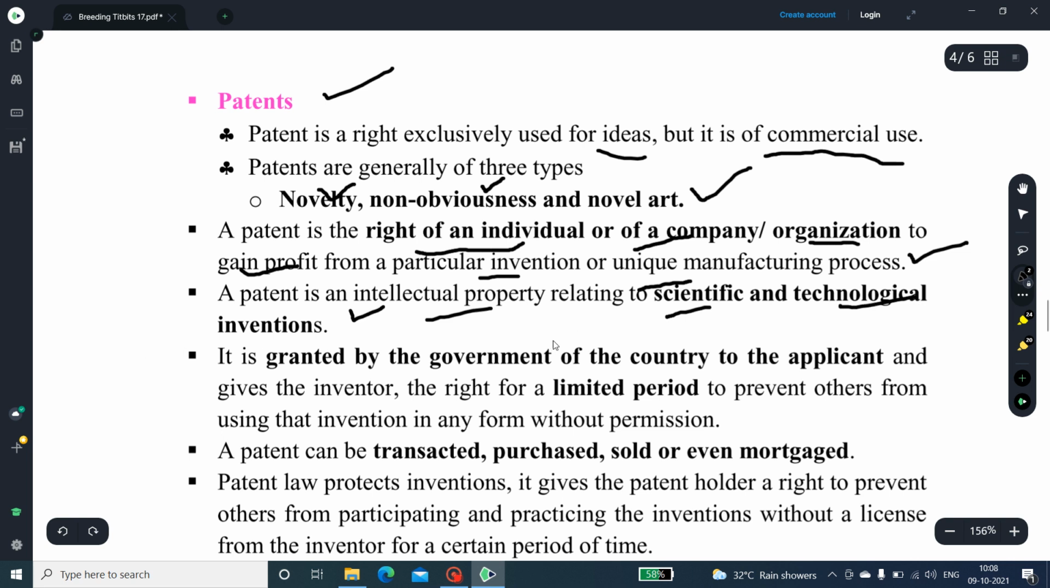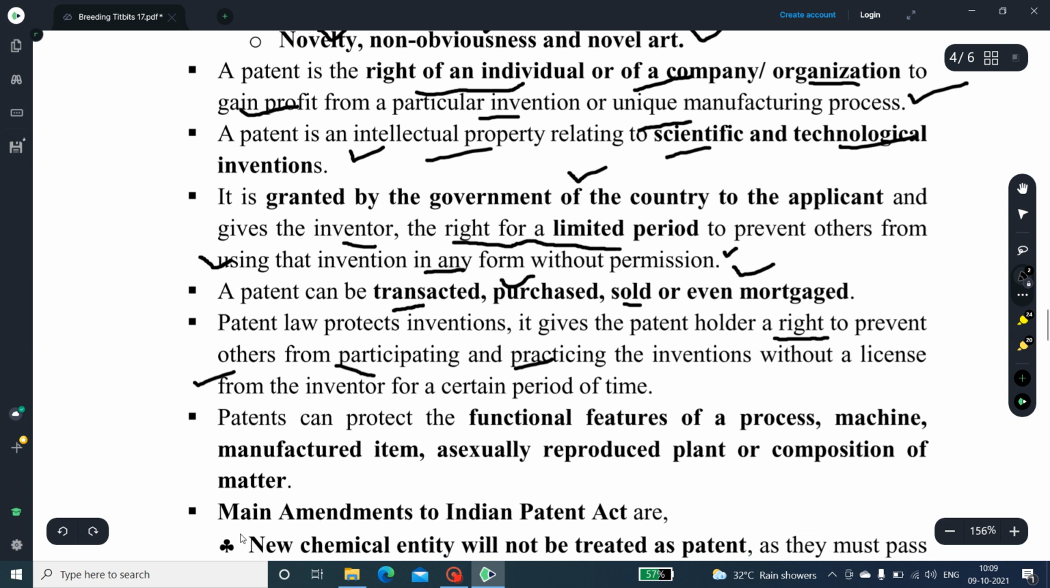It is granted by the government of the country to the applicant and gives the inventor the right, for a limited period, to prevent others from using that invention in any form without permission. A patent can be transacted, purchased, sold, or even mortgaged. Patent law protects inventions. It gives the patent holder a right to prevent others from practicing the invention without a license from the inventor for a certain period of time.